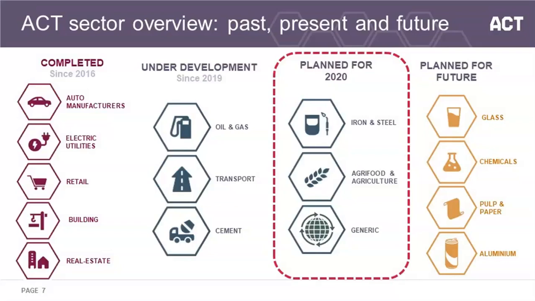We want now to develop, for the rest of this year, 3 new methodologies about iron and steel, agri-food and agriculture, and a generic ACT methodology in order to cover all companies which cannot benefit from an ACT sector-specific methodology. And for the last step of the methodology development, next year, we want to develop an ACT methodology for the glass sector, for the chemical sector, for pulp and paper, and to conclude, for the aluminium sector.